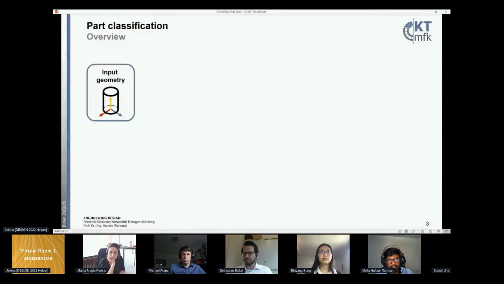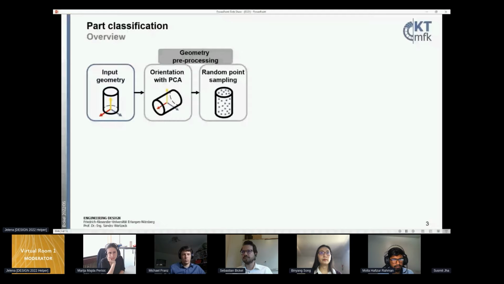Now I would like to give an overview of this new procedure. It all starts with an input geometry, in this case, a meshed surface. This part is then submitted to the geometry preprocessing step, in which the component is oriented through principal component analysis, followed by a random sampling of points onto the surface. For this study, a point cloud number of 25,000 points was used.